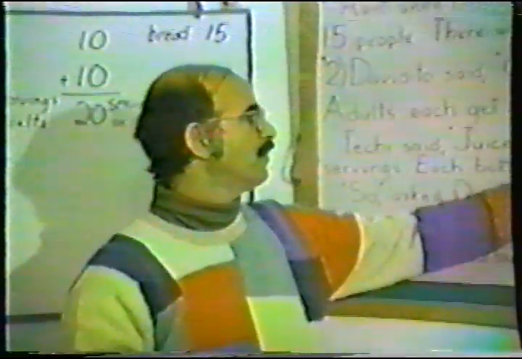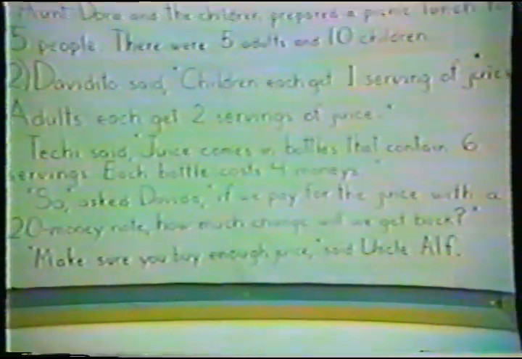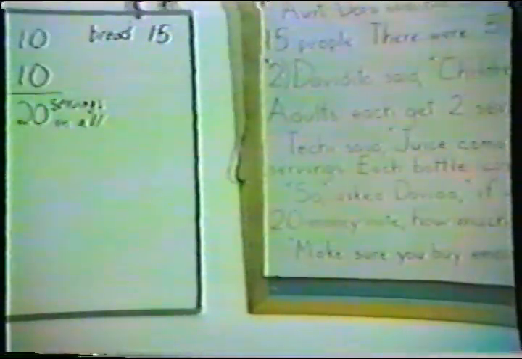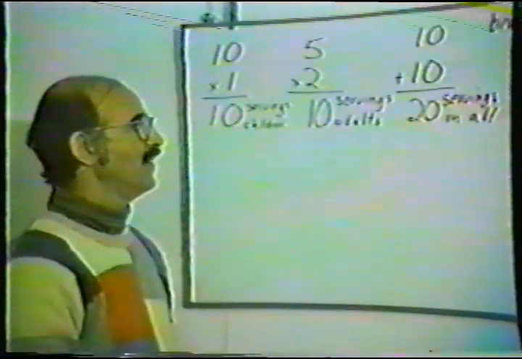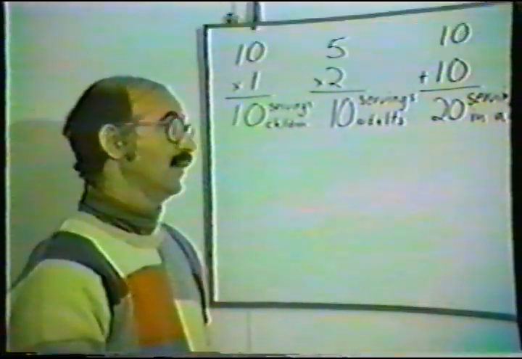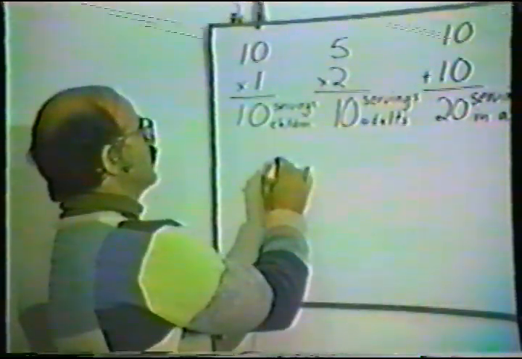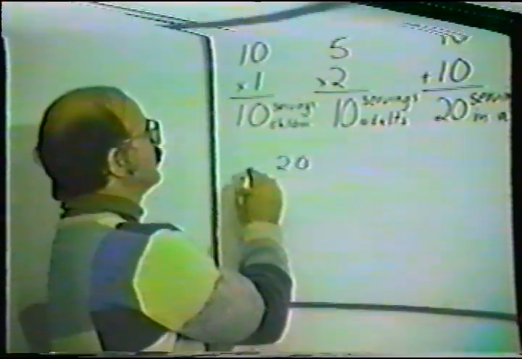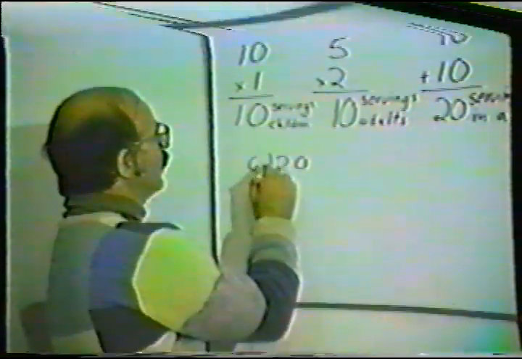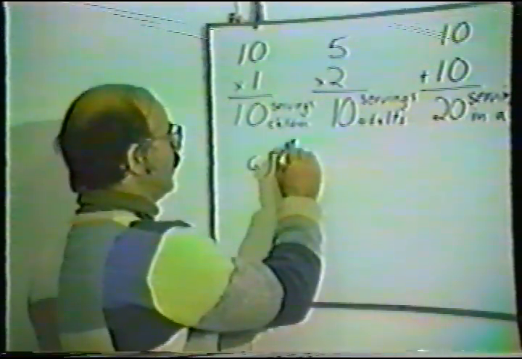Juice comes in bottles that contain 6 servings. Well, we need 20 servings. How many bottles will we need to get? Well, we could say 20 servings is what we need, 6 servings in each bottle. But when we divide, we see that it doesn't come out even.